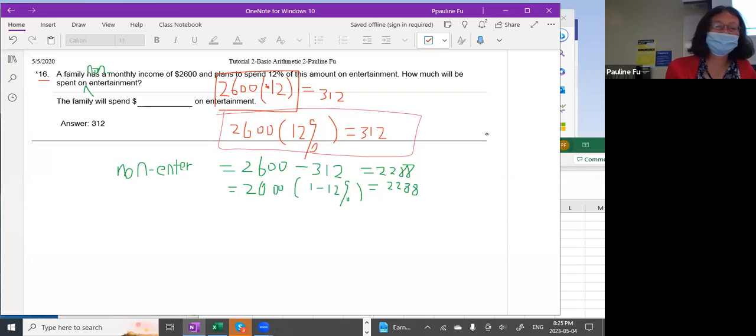And if I change the question, I ask you, how much does the family spend on non-entertainment? Everything else is the same. The family has income 2,600. They spend 12% on entertainment. But I ask you, how much spent on non-entertainment? Yeah, you use original monthly income minus entertainment. Non-entertainment includes transportation, food, shelter, clothes, okay? So read the question carefully again.